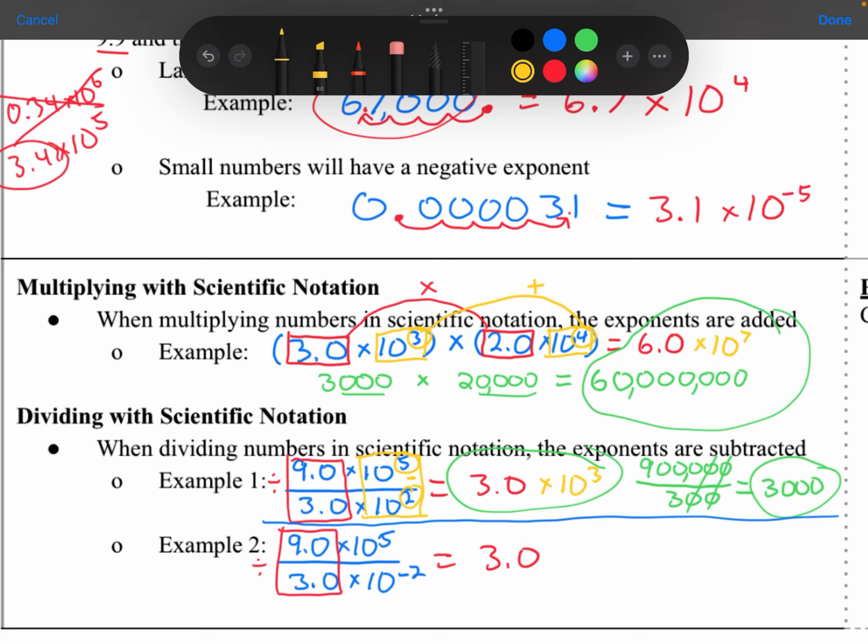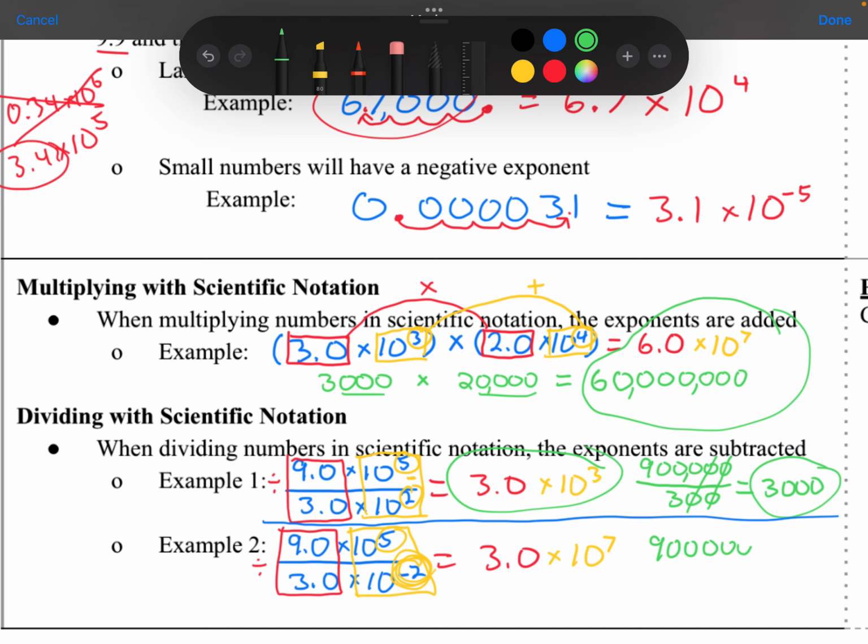But with my exponent step, it's not 5 minus 2 anymore. It's 5 minus negative 2. And that is 7, right? 5 minus negative 2 is not 3. 5 minus negative 2 is 7, because subtracting a negative is the same thing as adding a positive mathematically. So if you don't believe me, let's write it out longhand and let's look at what we're actually doing.